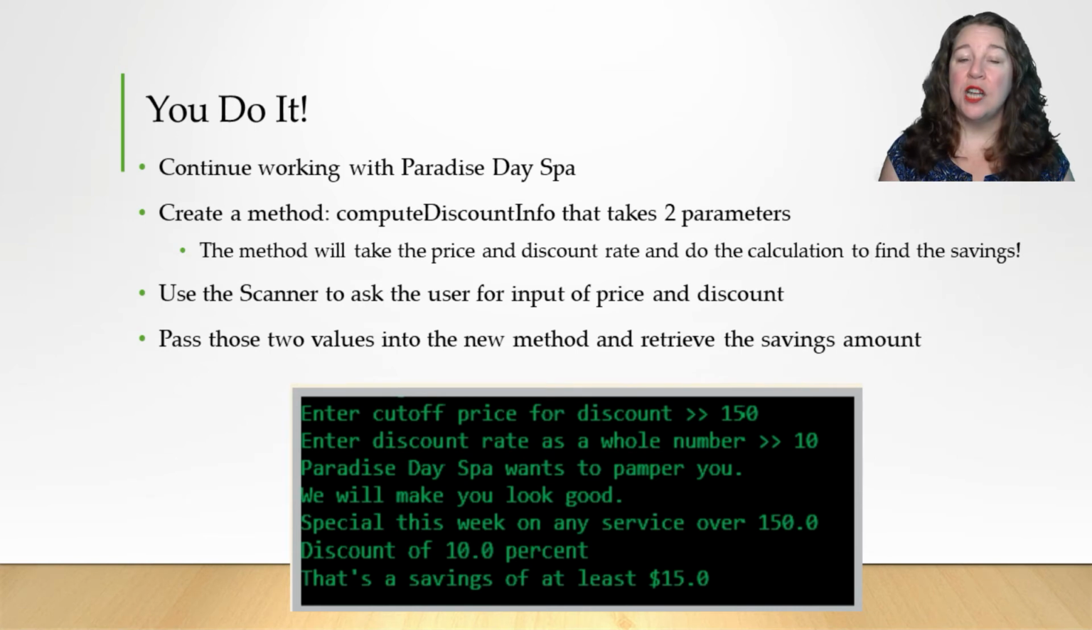At this point, you're going to stop for a second and go play with the Paradise Day Spa again. You're going to make a method that's going to take two parameters, the compute discount info, and it's going to allow you to put in some information from your user. So you're going to have to use your scanner class to get some from your user, and then pass those into a method that is going to print out the result. Let's go look at that code.